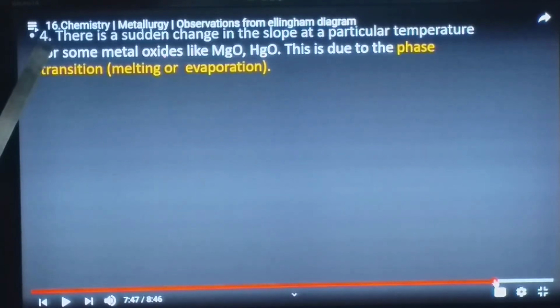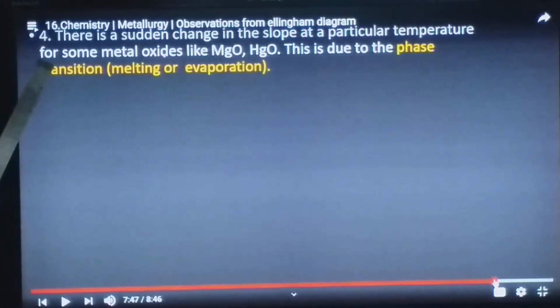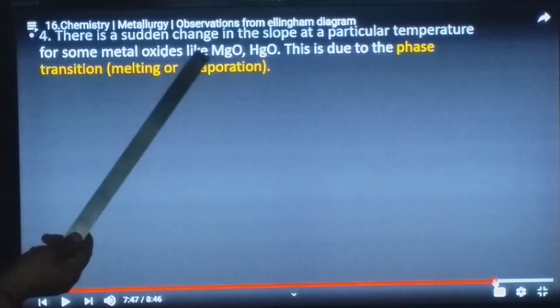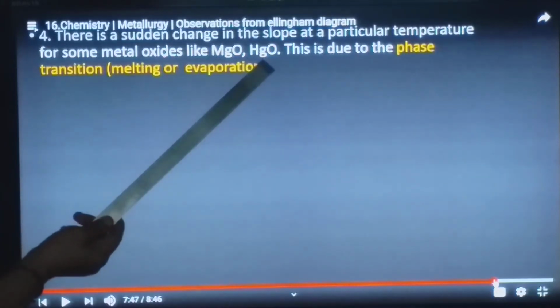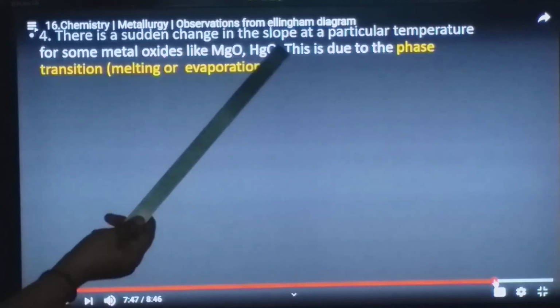The next, fourth point in the observation is that there is a sudden change in the slope at a particular temperature for some metal oxides. If you see the graph, that is the formation of magnesium oxide and mercuric oxide. So there is a sudden change in the slope. This is due to the phase transition.